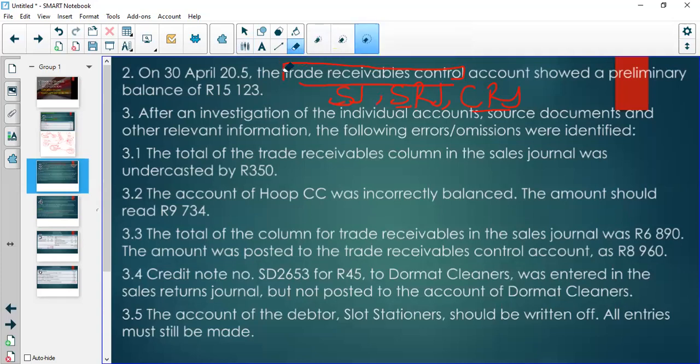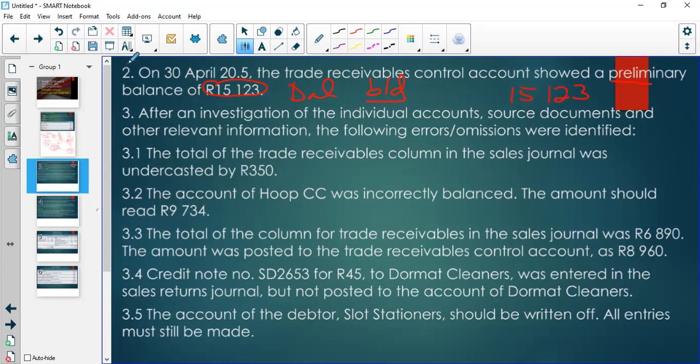As we go one by one, our aim is to analyze the effect on the trade receivables control, whether we should update the trade receivables control or not. All right, so we have a preliminary balance before all the adjustments of 15,123. I would say that it's going to be a balance brought down, right? And this is 15,123. It's on the debit side.